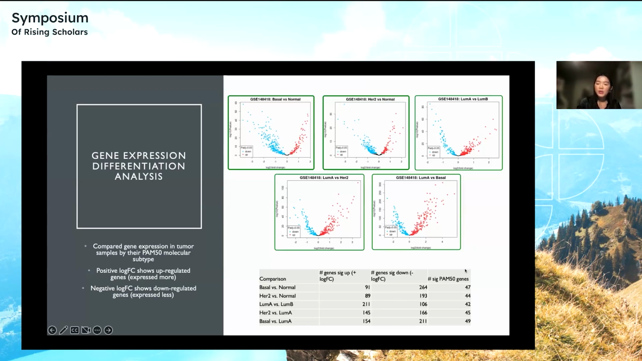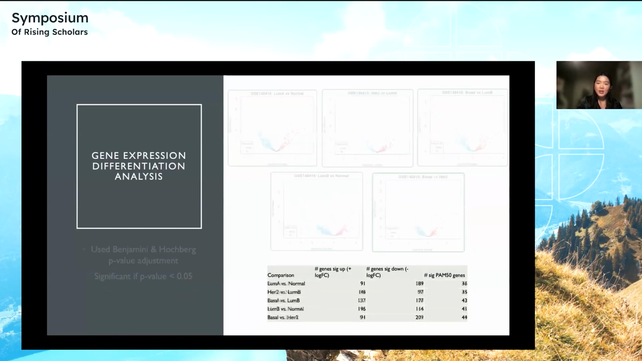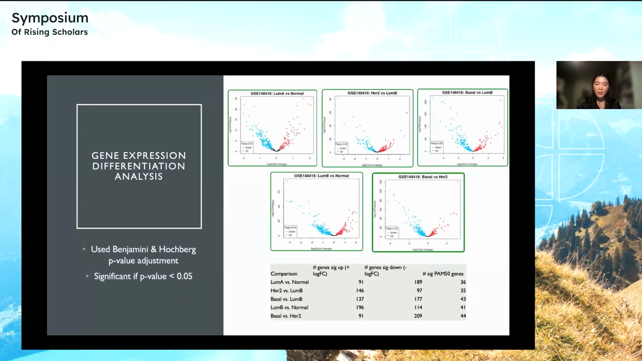And then I also included the number of significant PAM50 genes in this table to show if the PAM50 genes were actually differentially expressed. And since there are a large number of PAM50 genes that are differentially expressed between the different subtypes, that means this is an effective way to group breast cancer subtypes. And then here are the rest of the comparisons.